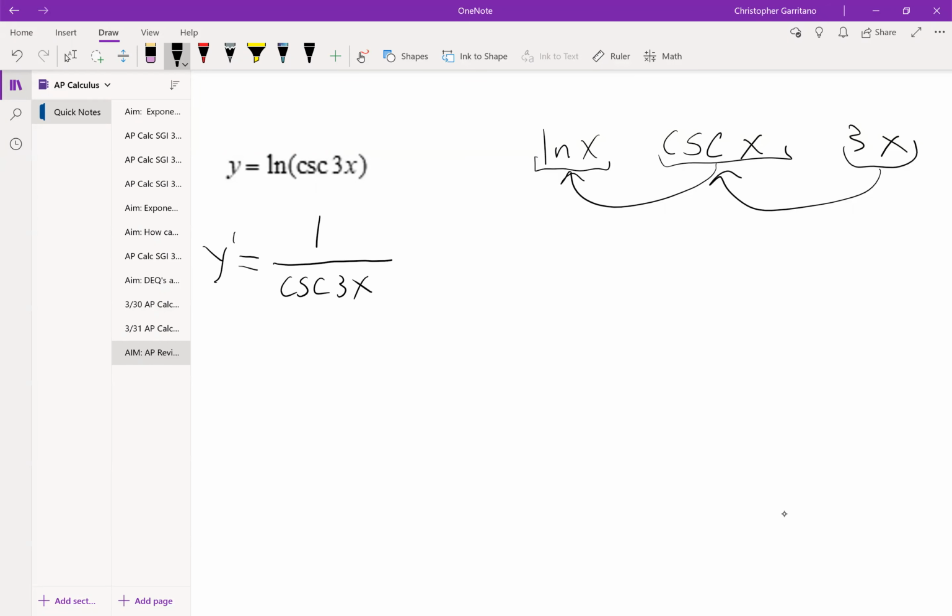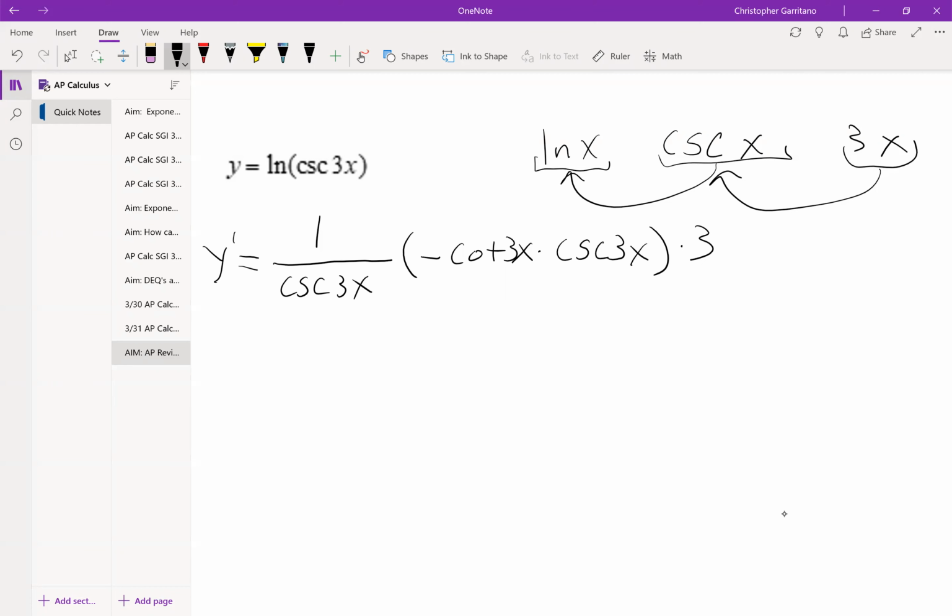So the derivative of cosecant of x is negative cotangent x times cosecant x. But of course, this cosecant function is being evaluated at 3x, so I have to evaluate the derivative at 3x. And then I multiply by the derivative of that inner function. So the derivative of 3x is 3.